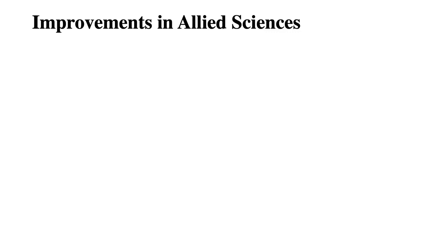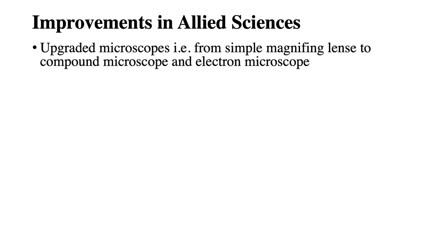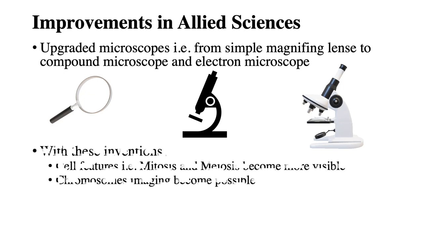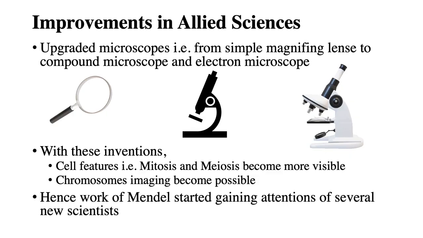For example, the invention of upgraded microscopes, from the simple magnifying glass to the compound microscope and the electron microscope. All these inventions led to the improvement in sciences as well as the recognition of Mendel's work. With these inventions, cell features such as mitosis and meiosis became more visible. Chromosome imaging became more possible. Hence, the work of Mendel started gaining the attention of several new scientists.